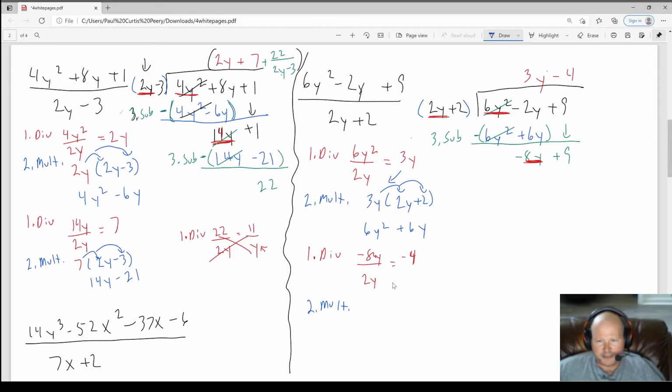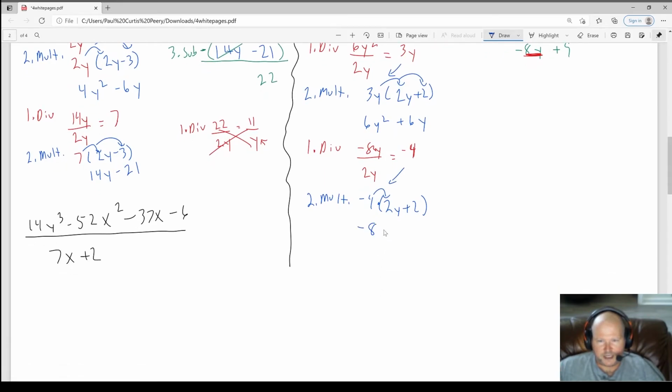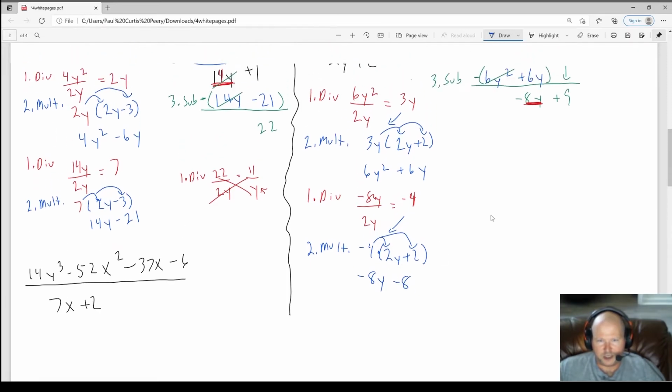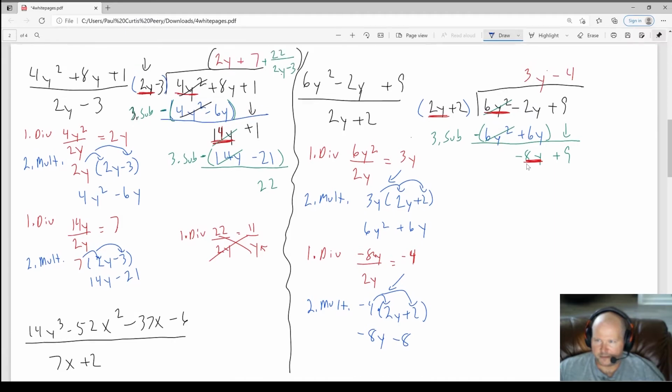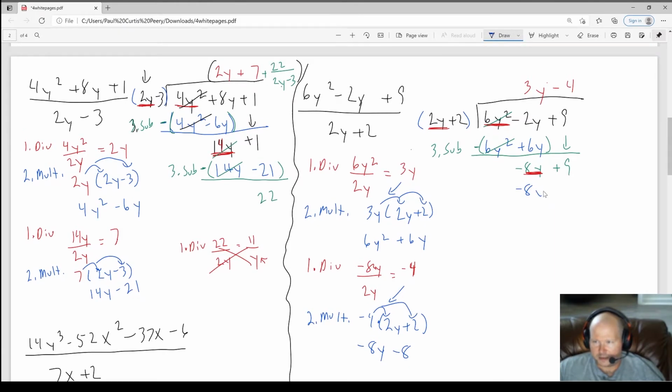Okay, so we're going to take the negative 4 right there, and we are going to multiply it by this entire parenthesis, the entire divisor of 2y plus 2. So then we say negative 4 times 2y, that would give me negative 8y. We say negative 4 times positive 2, which gives me negative 8. Okay, then I put the result of multiplication, the product, on the bottom right here. So you put negative 8y minus 8.